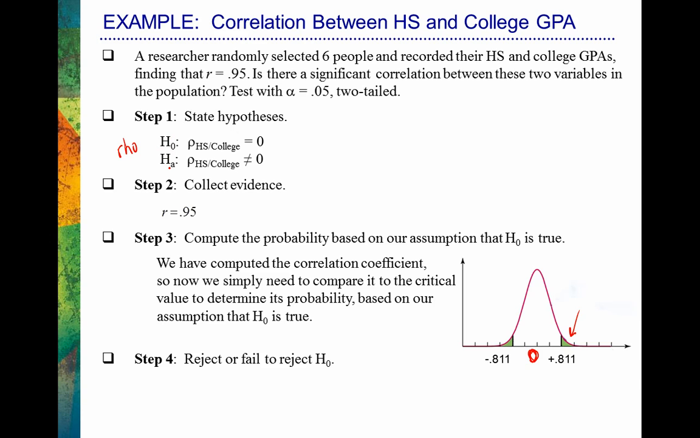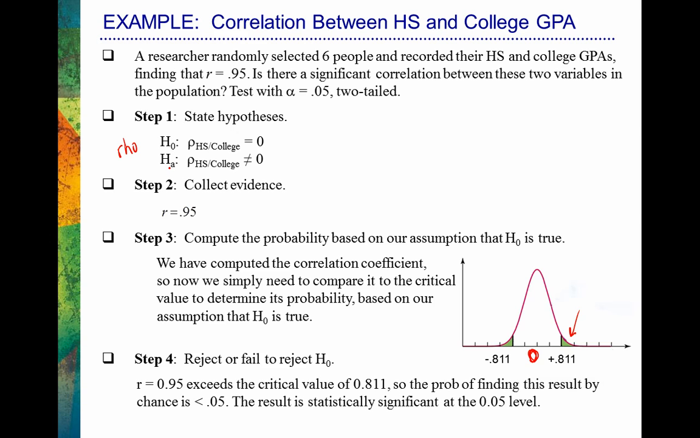So let's go through the reasoning that's involved here. Our sample correlation of 0.95 exceeds the critical value of 0.811. So the probability of finding this result just by chance is less than 5%. Those critical regions marked off the most extreme 5% of the cases, and our sample correlation was in there. So in other words, our result is statistically significant at the 0.05 level.